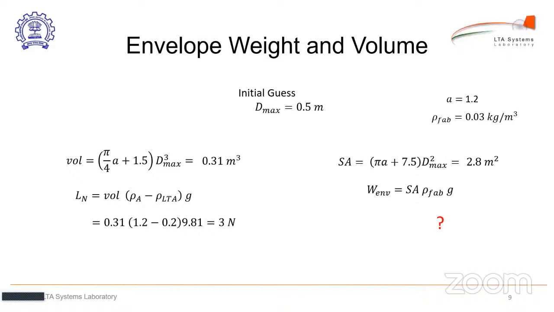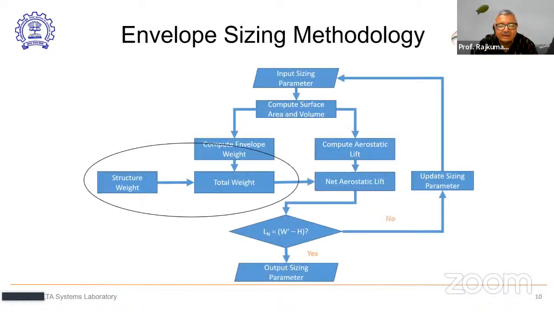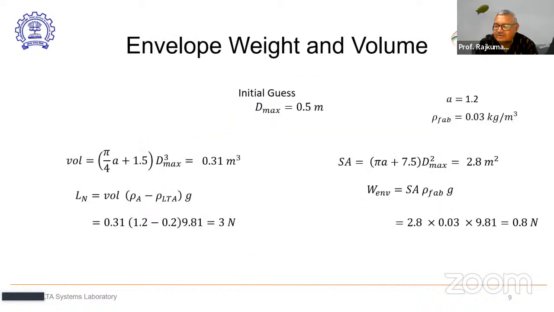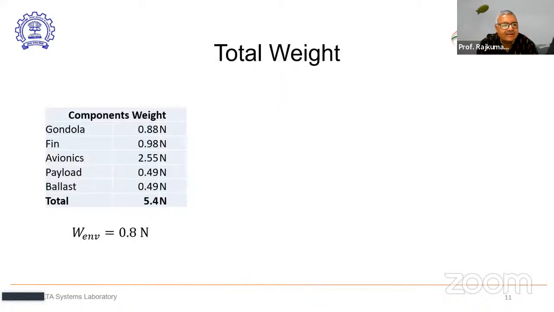0.8 is the correct answer. Which means the envelope weight is 0.8 newtons, and the net lift is 3 newtons. So let's look at how we can get the total weight.